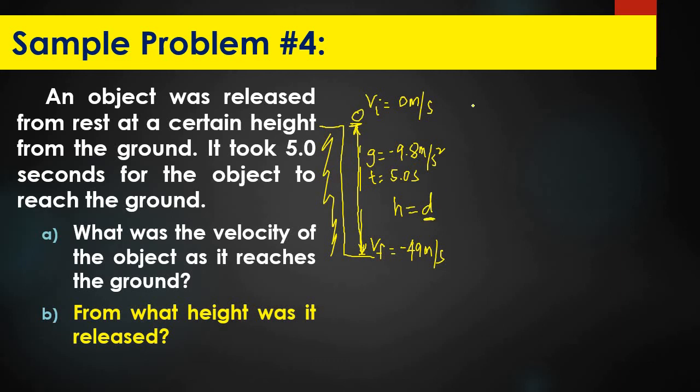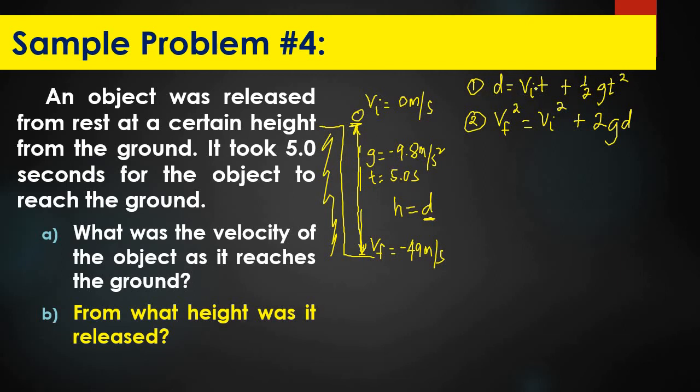Meron tayong dalawang formula for displacement. The first one, first option, d is equal to Vi t plus 1/2 gt squared. Option number 2, Vf squared is equal to Vi squared plus 2gd. So, aling formula ang pwede natin gamitin? 1 or 2? Parehas sila, sir, pwede. Yeah. Okay, tignan natin kung bakit parehas.